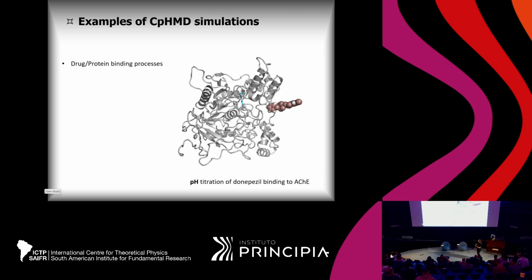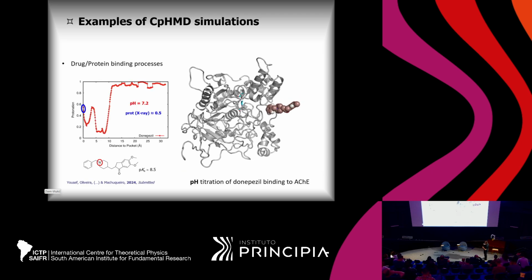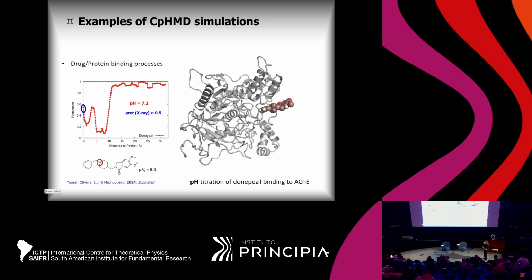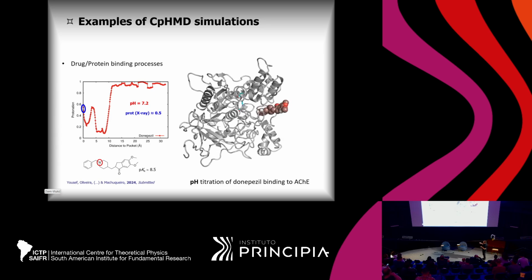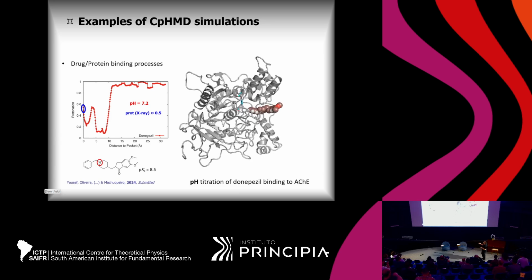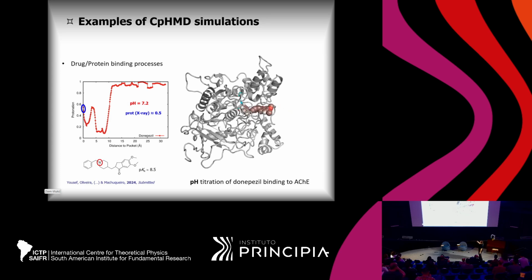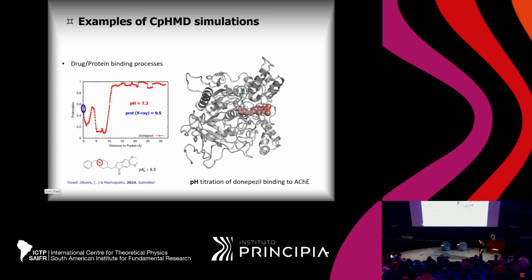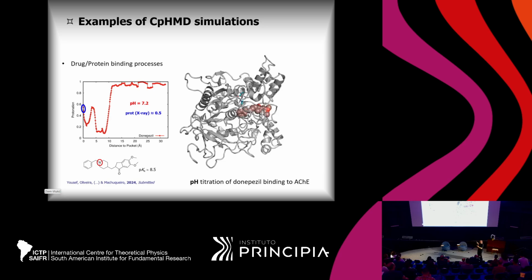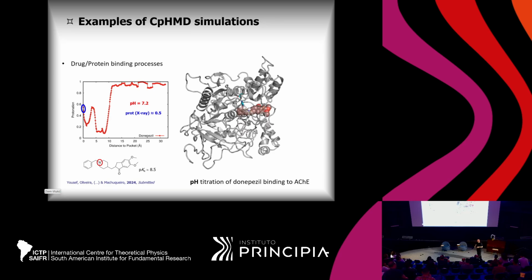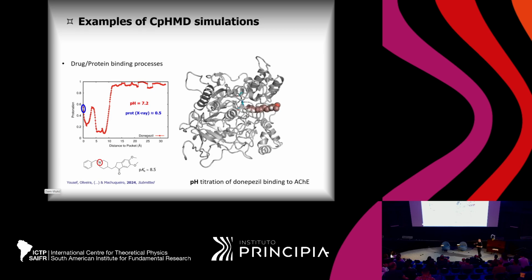For what can we use this? So we can use this for, let's see if this goes. Yeah, it goes. We can use this to estimate something quite nice, which is, this is like donepezil, so it has a pKa of 8.5, it's a Lewis base, and you can follow the protonation state of this donepezil once it goes inside the acetylcholinesterase. This is an acetylcholinesterase inhibitor. It's a very, very known compound.